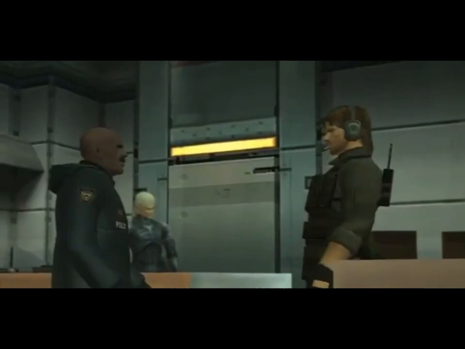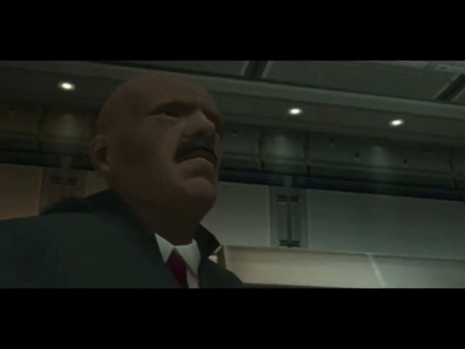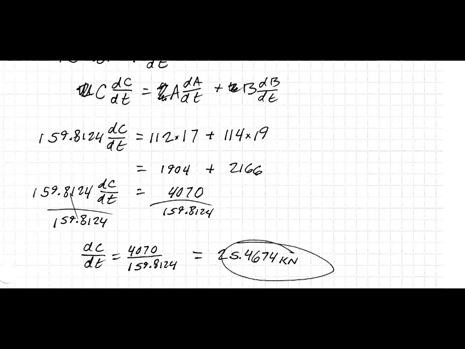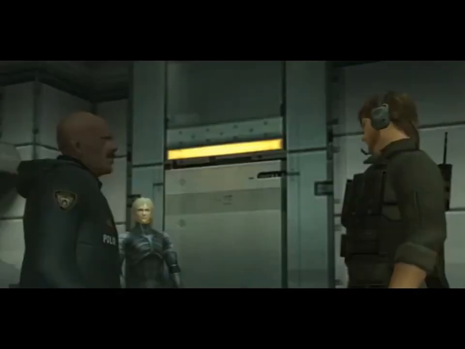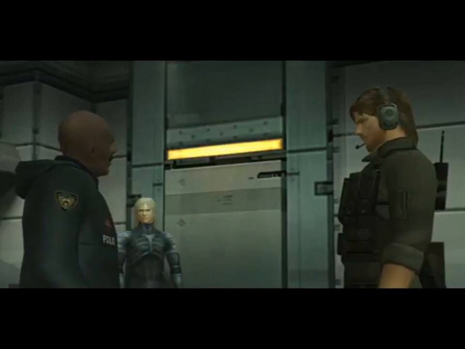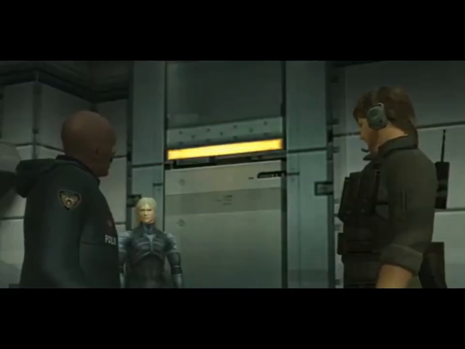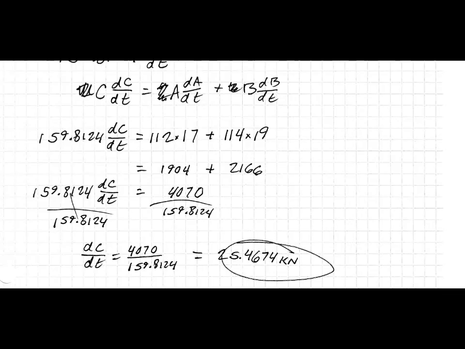We solve this by plugging in our known values into the formula from the first step. Then the rate of change is within our grasp. We calculated the lengths A, B, and C, and we already know the speed of the two ships represented by the derivatives of A and B with respect to time. This gives us the formula 159.8124 times the derivative of C with respect to time equals 112 times 17 plus 114 times 19. If we multiply and add, we get 4,070.